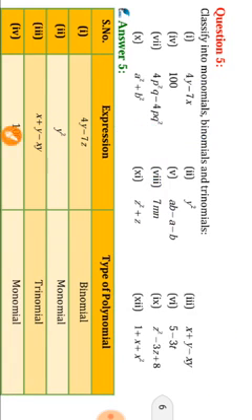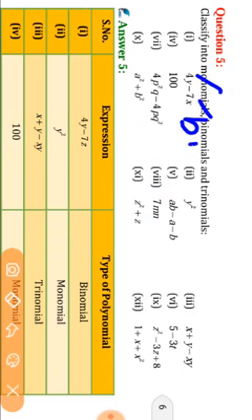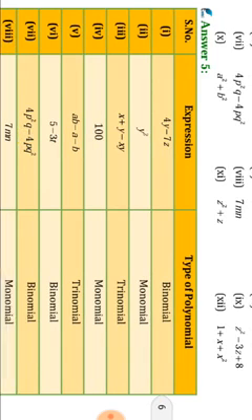So here how we can understand? See, this is 1, 2, so it is binomial. So it is only one, monomial. So this is 1, 2, 3, so trinomial, like that. So we have to make it like this. So these are the list.